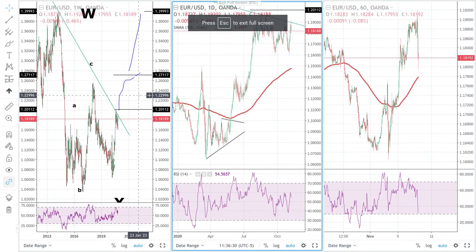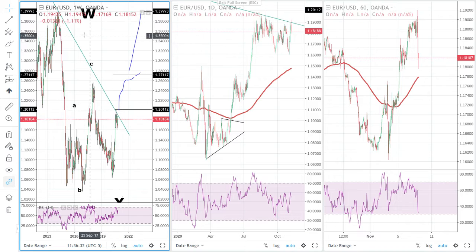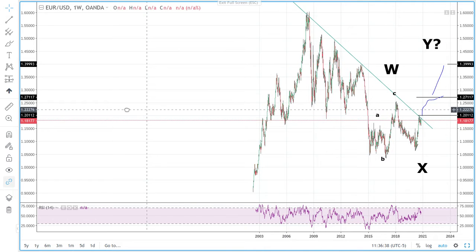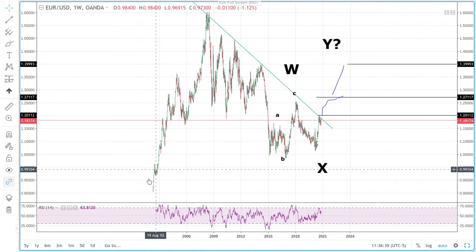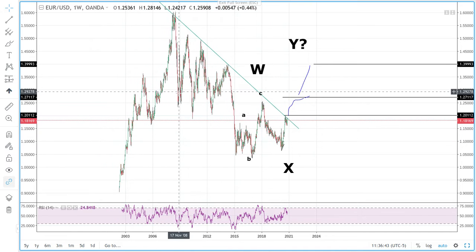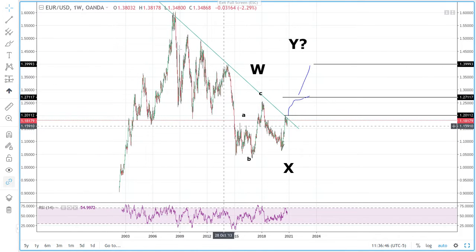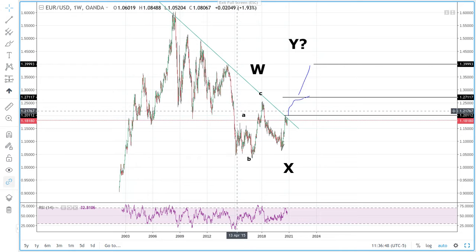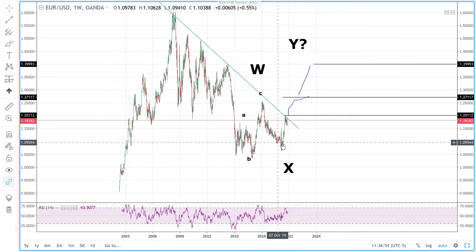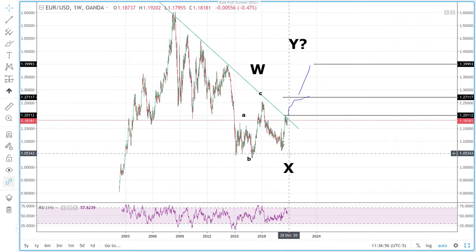And so I'm first going to go over to the weekly. This is the weekly chart of the EurUsd all the way back to 2002. Okay, so I was mentioning this was a triangle pattern right here. Impulse movement down, triangle. Impulse movement down, irregular flat. Then we had what looks to be what we're calling the X wave.